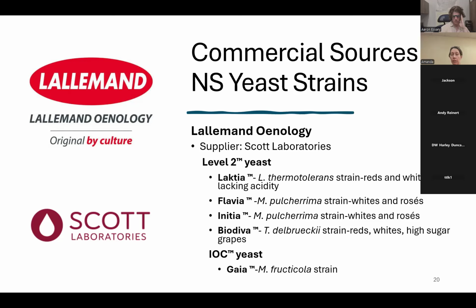And then the Biodiva is a T. delbrueckii strain that you can use for high sugar grape must, and it will also keep your VA low and produce nice thiols and terpenes. And then there's Gaia, that's the M. fructicola strain that people like to use for cold soaks.